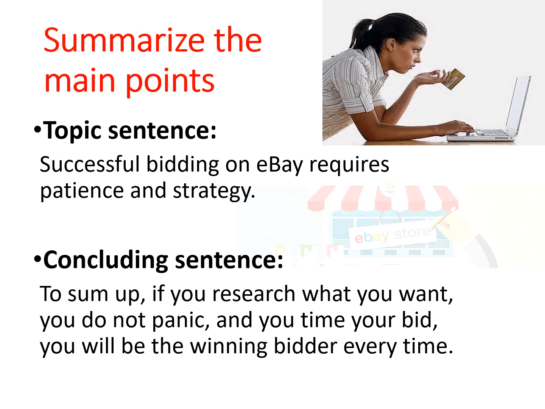Now when we look at this sentence, it's not exactly the same as a topic sentence, but you can see the three main ideas that we talked about in the paragraph. The first one is to do research, right? Find out what you want. The second thing is don't panic. Don't just say buy, buy, buy. You don't want to panic. And the last thing is to have good timing. Time your bid. If you do these three things, then you will be the winning bidder on eBay.